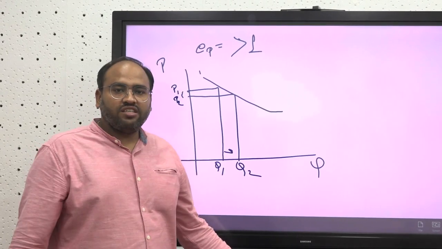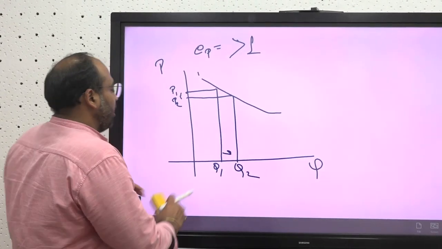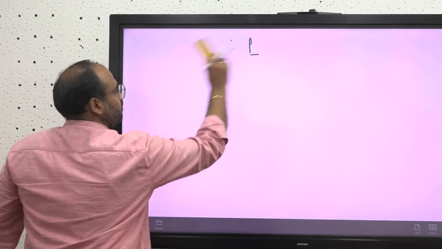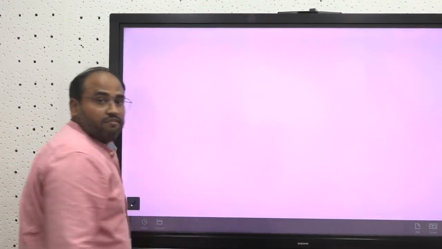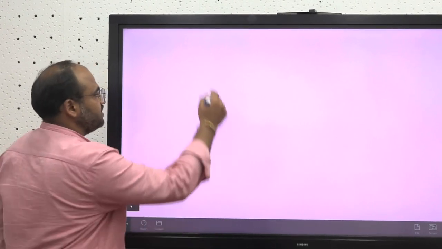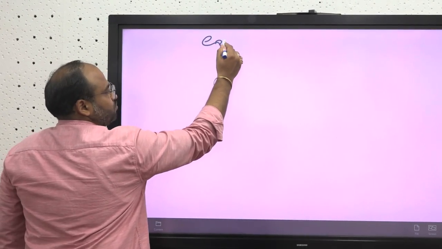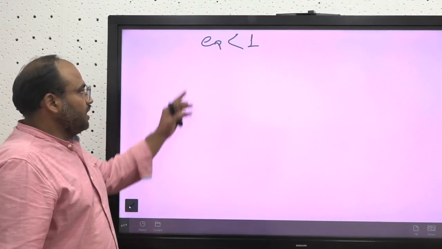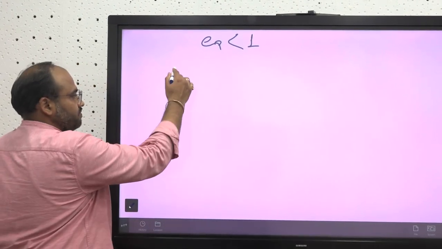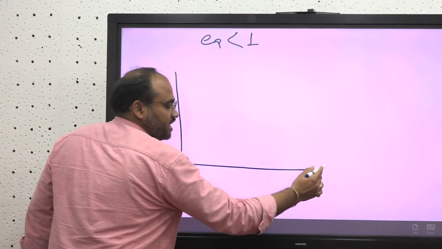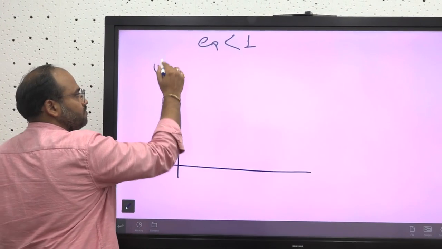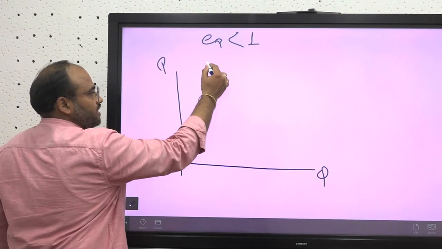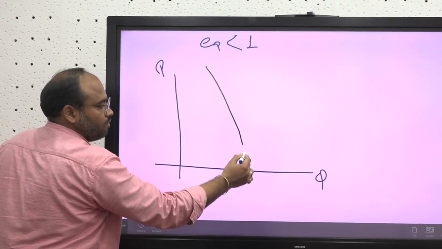Now the second situation arises when we say that the value of price elasticity of demand is less than 1. It means that the situation where the value of EP is less than 1. So this is the situation. This situation arises, again returning back to the demand curve, when we say that the slope of the demand curve is very high.